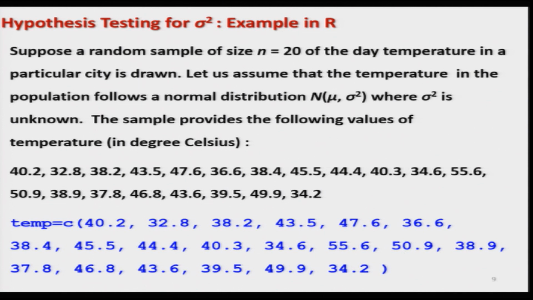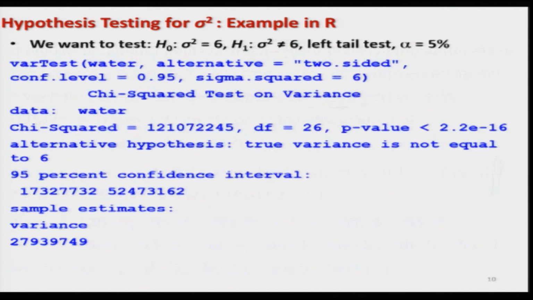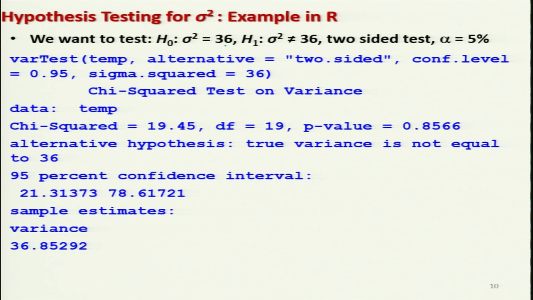Right. So, now let me take a simple example to show you how these things can be executed. This is the same example that I considered earlier, in which we have collected the day temperature on 20 different days in a city, and which are assumed to follow a normal mu sigma square, where sigma square is unknown, and this is the data, and this data has been stored in the data vector temp, temperature. So, now let us consider the test of hypothesis H naught sigma square equal to 36 versus H1 sigma square is not equal to 36. So, this is a two-sided test with alpha equal to 5% level of significance.